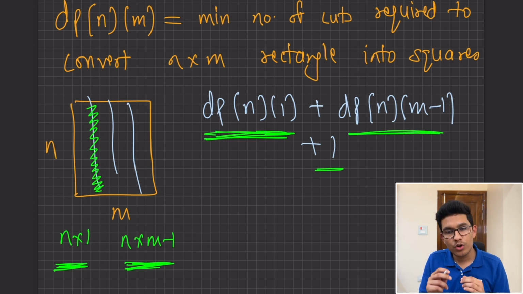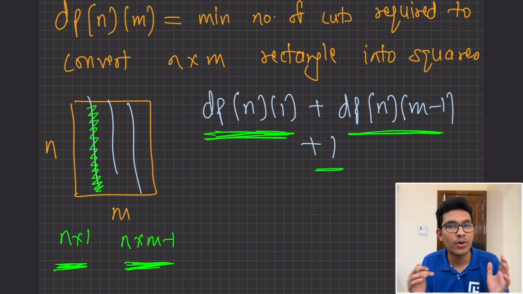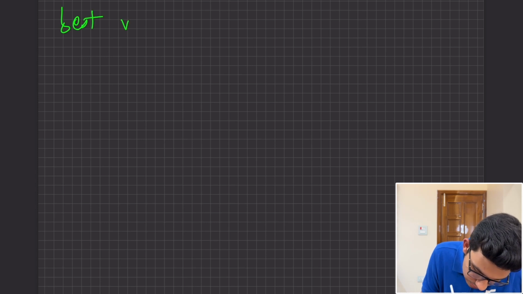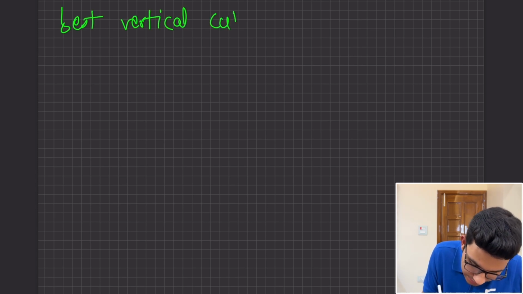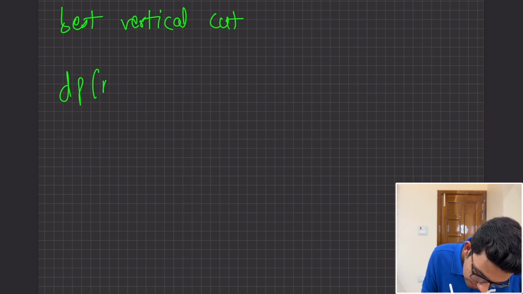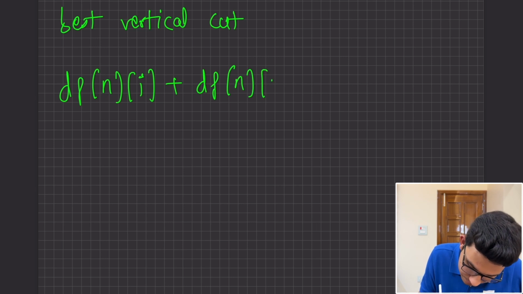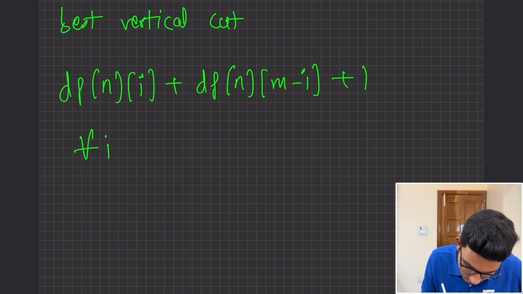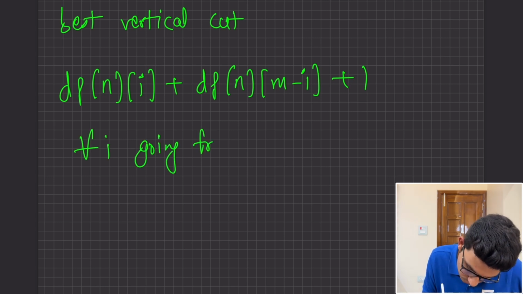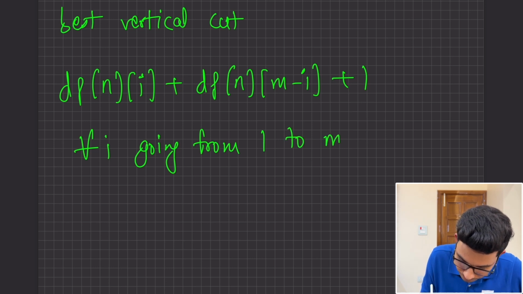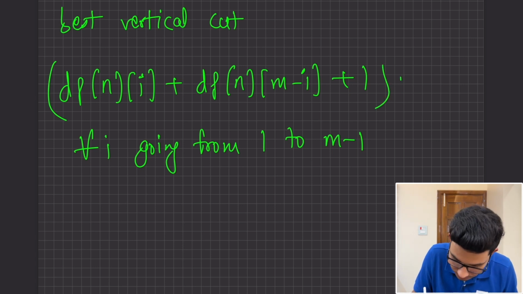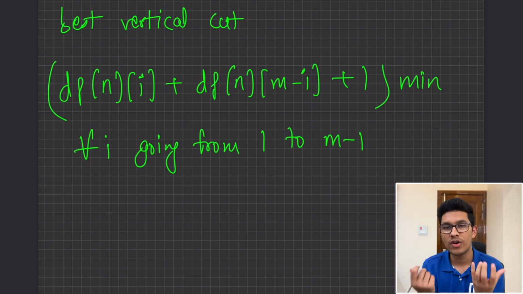Yes. So what I would do is try out all the possible ways, all the different vertical cuts that I can get. So can I say my best vertical cut is this? If I have to find out the best vertical cut, this would be nothing but something like dp of n comma i plus dp of n comma m minus i plus 1 for all i going from 1 to m minus 1. Yes, I'm looking at all the possible vertical cuts that I could get. I would take the minimum of all of these. Okay, that is the best vertical cut that I can get.